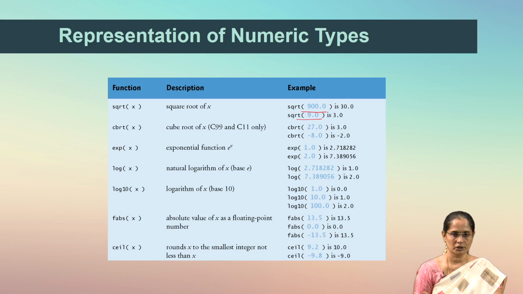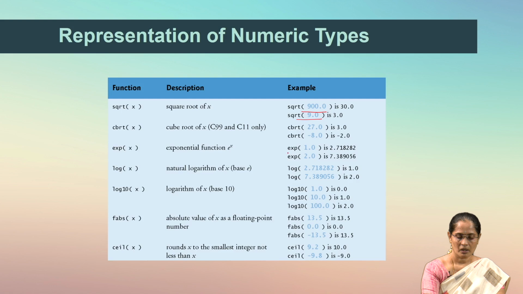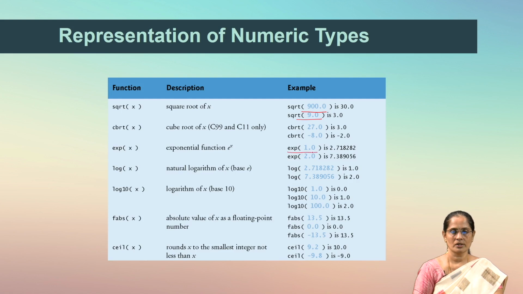the CBRT function. EXP, exponential, e power x. If I want to find e power 1, that is e power 1.0, I can make use of the EXP function. If I want to find the log value of a given number, I can make use of the function log, the natural logarithmic value with respect to base e. And log 10 will allow us to get the logarithmic value with respect to base 10.